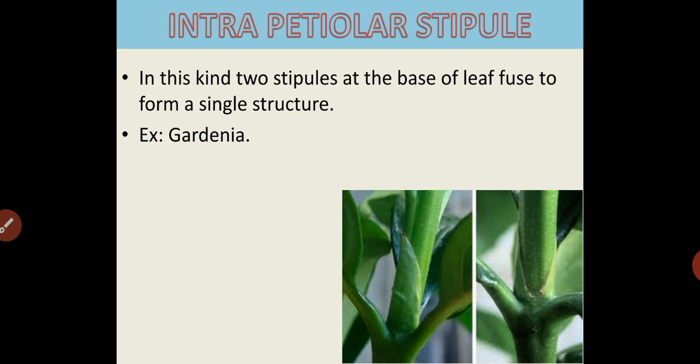Intrapetiolar stipules. In this kind, two stipules at the base of the leaf fuse to form a single structure, as seen in case of gardenia.